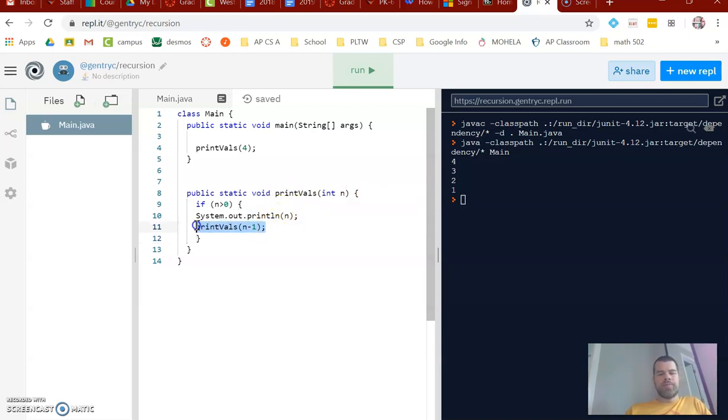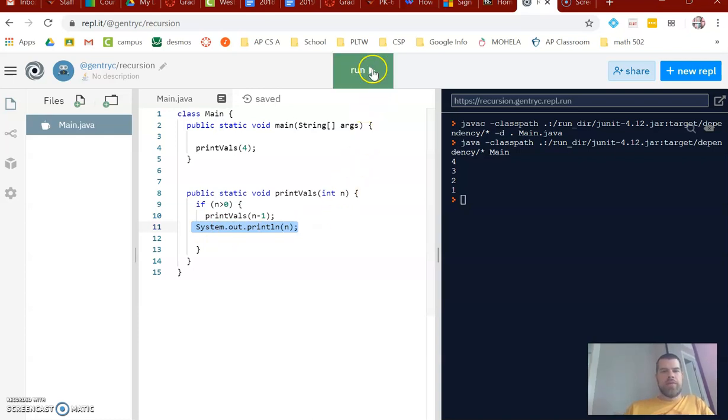Really quickly before we move on, I want to show you something. If we switch around the two lines, if we call print-vals n minus 1 before printing, this might be kind of weird. Watch this. So keep in mind we're calling print-vals 4, which sends a 4. And then right away, we're going to call print vals 3. What do you think is going to happen? What's print vals 3 going to do? It's going to call print vals 3, which would then call print vals 2, and so on and so on. So remember, we were counting down here, 4, 3, 2, 1.